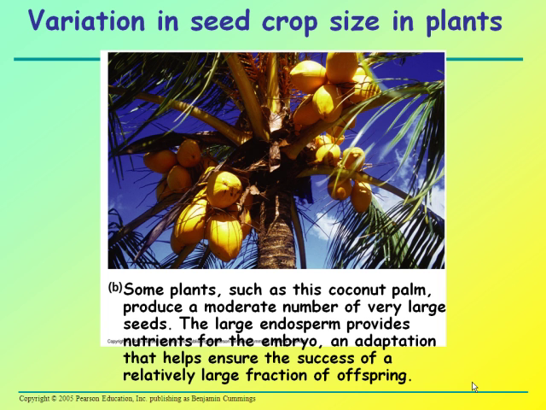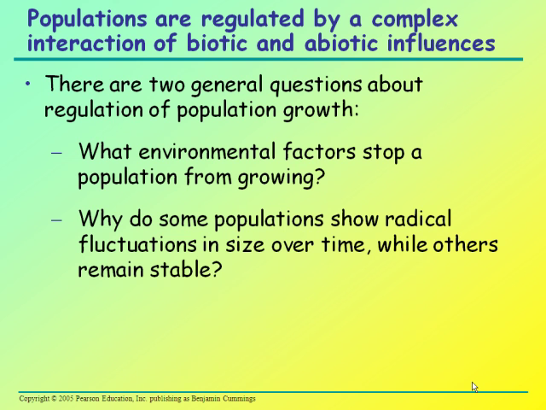Whereas some plants, such as this coconut palm, produce a moderate number of very large seeds, in contrast to the dandelion. Each seed has a very large endosperm, which provides nutrients for the embryo. This is an adaptation that helps ensure survival of a relatively large fraction of offspring.